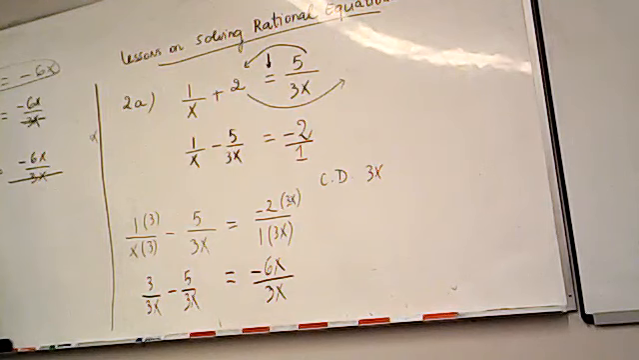So you have 3 minus 5 equals minus 6x. Now simplify the left, you have minus 2 equals minus 6x. Divide both sides by minus 6. You reduce the fraction, and you get positive 1 over 3 equals x. Right? So that's the answer, students. That's the solution.